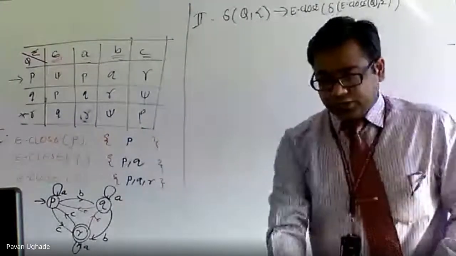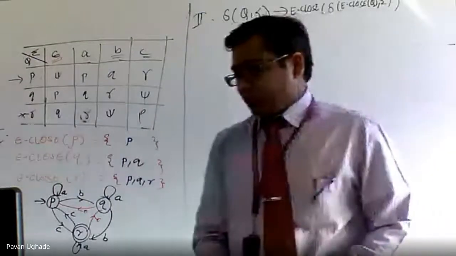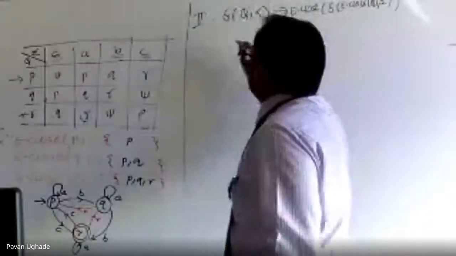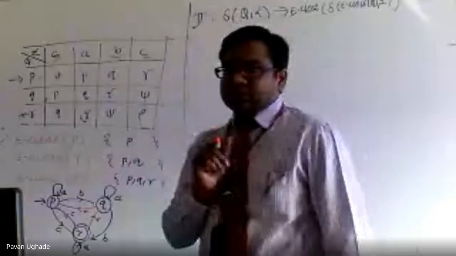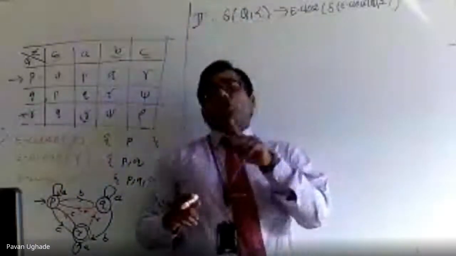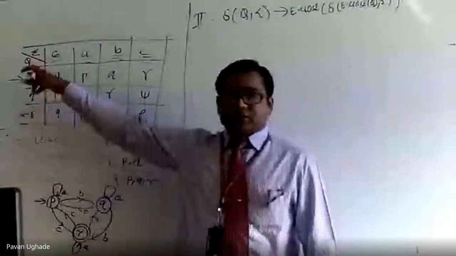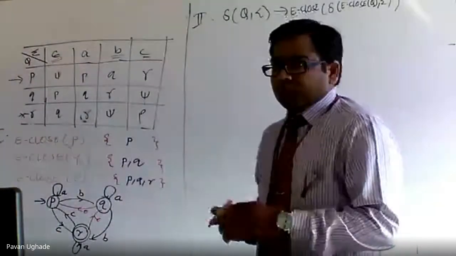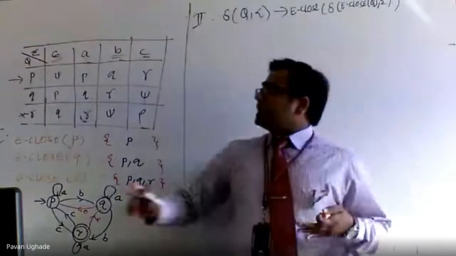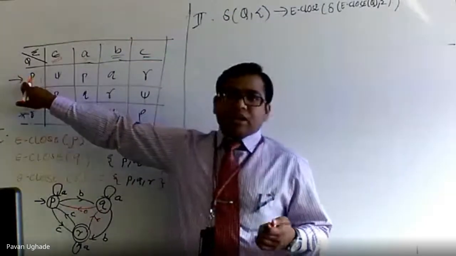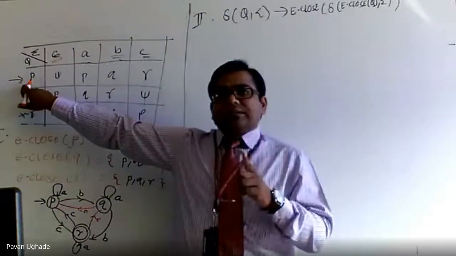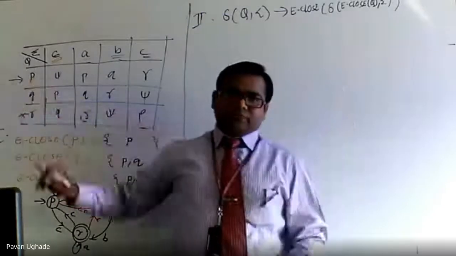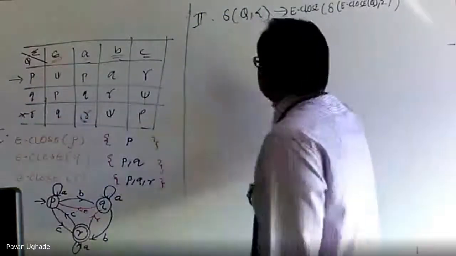Okay, so let me take up directly one example for this. In this, we will always consider the epsilon closure of the initial state. Which is the initial state among this? P is the initial state. So we'll start with that only. Most of the time, we make mistakes. We will always be considering the epsilon closure of the initial state.